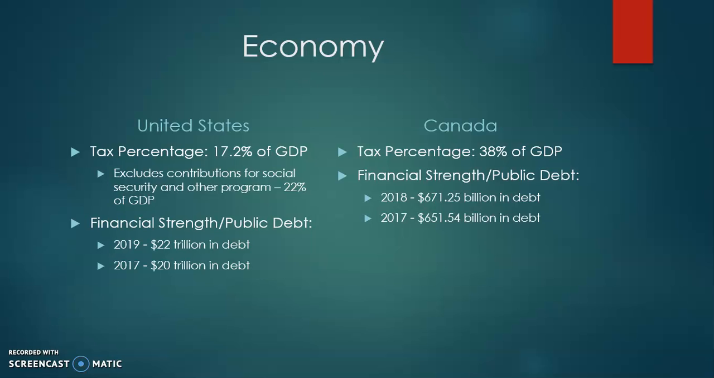Moving on to the economy, the United States' tax percentage is currently 17.2% of their total gross domestic product. This percentage, however, does exclude contributions for Social Security and other government benefit programs. If we were to include those, the tax percentage would be roughly 22% of the total GDP. Their financial strength and public debt: in 2019, the United States had a total debt of $22 trillion. That is definitely a slight increase from 2017, where they were at $20 trillion.